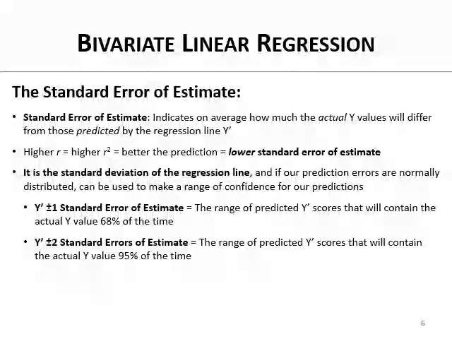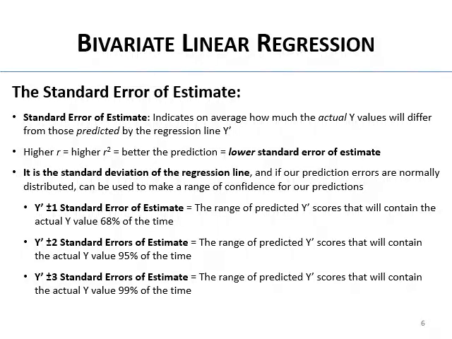Same thing if you subtract and add 2 standard errors of estimate to their predicted score, you get an interval where 95% of the time their score would be in there. And then finally, the third one as well. Their predicted score plus and minus 3 standard errors of estimate will give you a range where 99% of the time their true score will be within that range, like their true actual salary. So it's sort of a relationship between z-scores and bivariate linear regression.